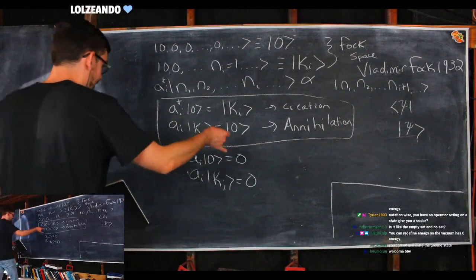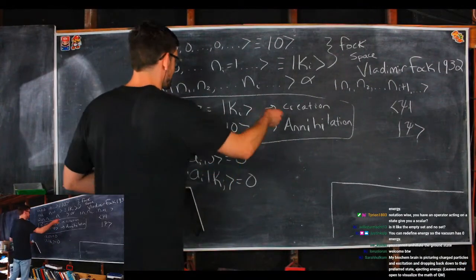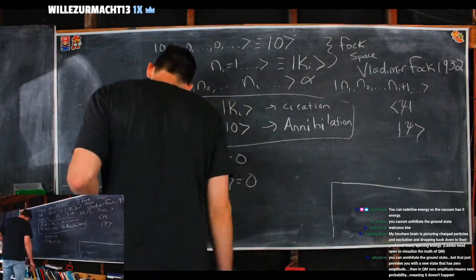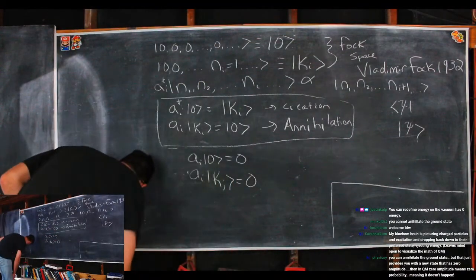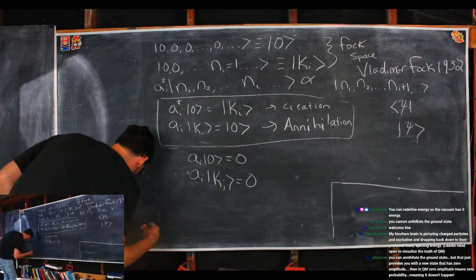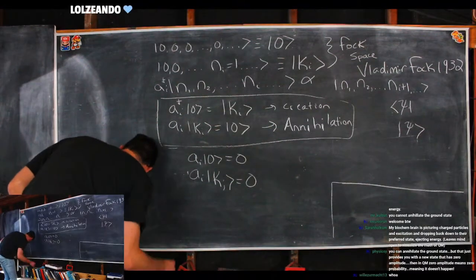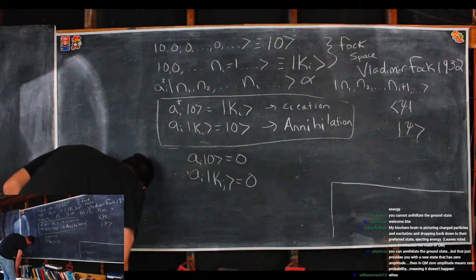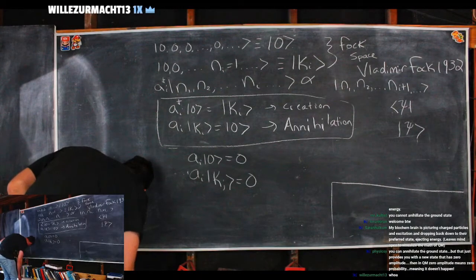And you can, like physics, he said, you can have energy where there's not a particle. That's the vacuum energy. We've talked about the vacuum energy a bunch. You can annihilate the ground state, but that just provides you with a new state that has 0 amplitude. Right. So that will go away from the equation and we don't actually consider it. My biochem brain is picturing charged particles and excitations dropping back down to the preferred state.